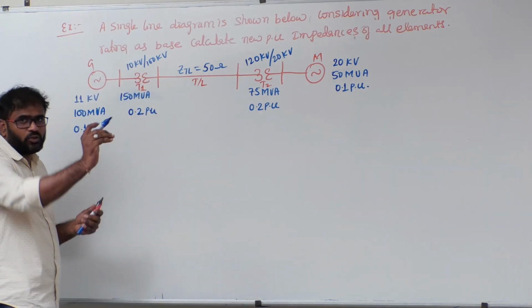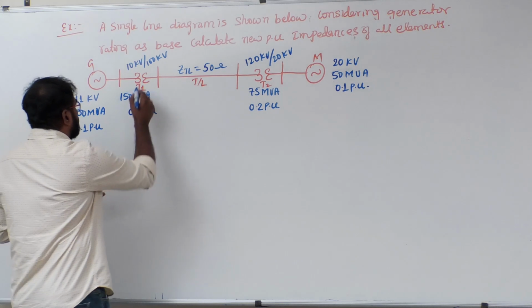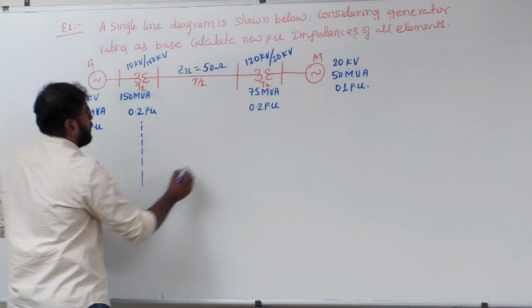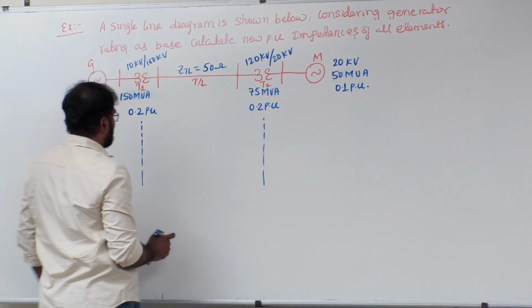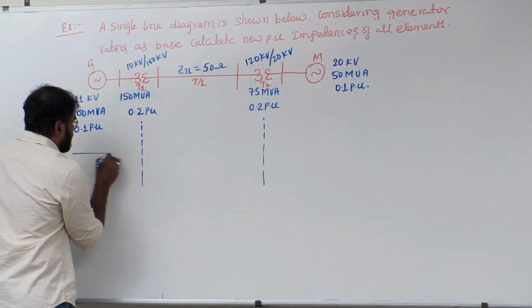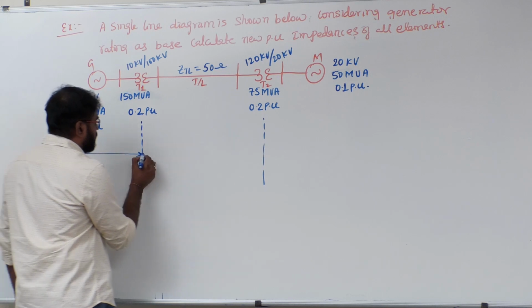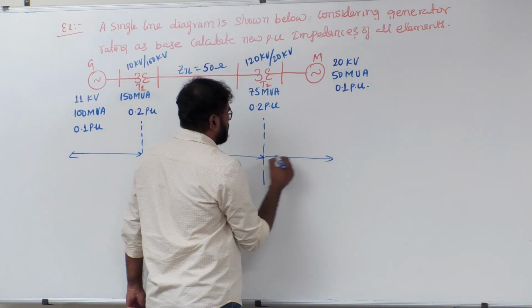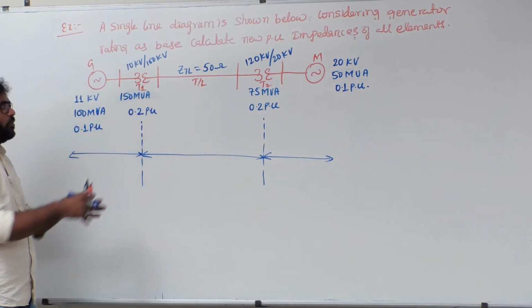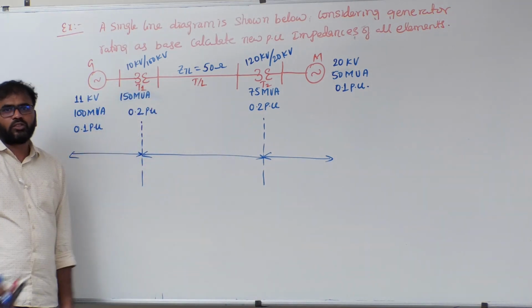So at every transformer you have to put a focus here. There is a transformer here and there is a transformer here. In between these two transformers we have a transmission line. Now let's see, there is a section 1, there is a section 2 and section 3. Since we have two transformers here, that's why we got 3 sections.